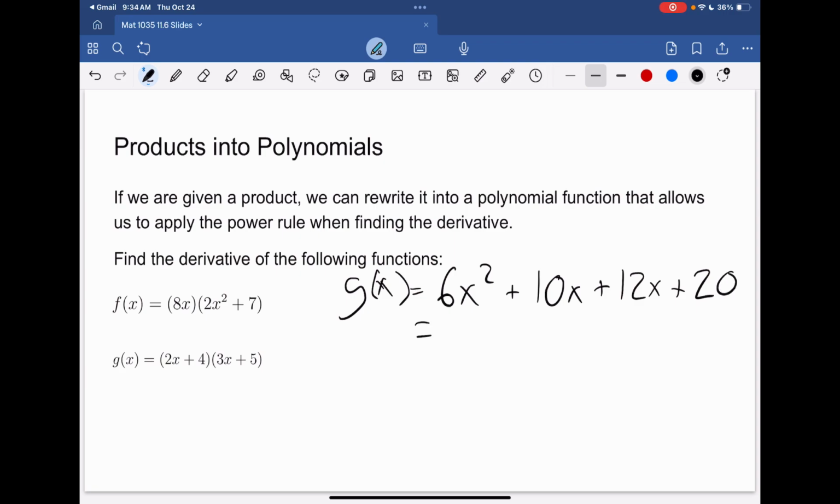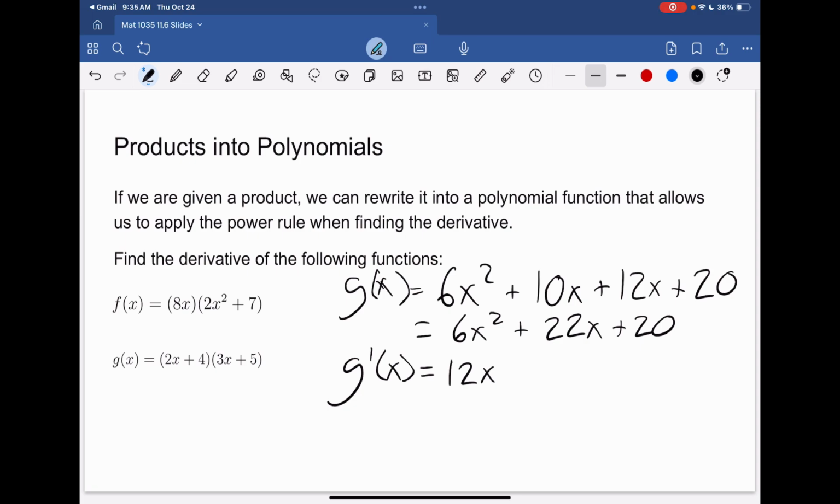Okay. I can combine those middle terms. So 10x plus 12x is 22x plus 20. And now I'm in a position that I can do the power rule. So I have g prime of x, which just says I'm taking the derivative of it. Power rule says I bring the power down and multiply it by whatever's out front, and then subtract 1 from the power. So 2 times 6 is 12x. 2 minus 1 would be 1, so I just have a plain x there because I don't have to write the 1.